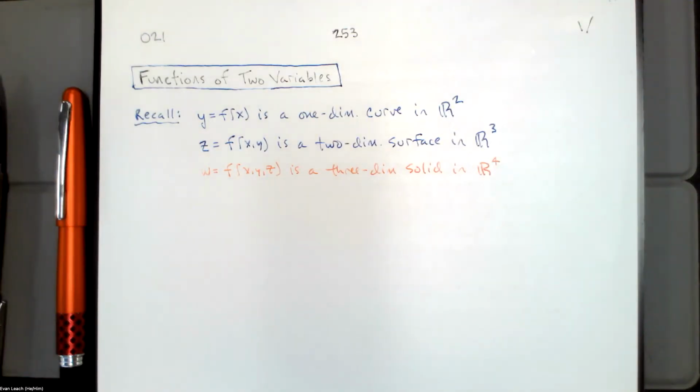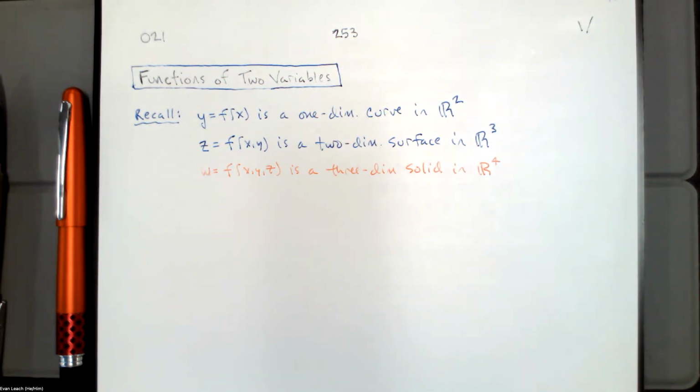Today we want to look at functions of two variables. This is going to be our starting point. If you recall, last time we mentioned that a function of one variable produces a one-dimensional curve in two-dimensional space. When we increase to two inputs, but one output, we'll end up with a two-dimensional surface in three-dimensional space.